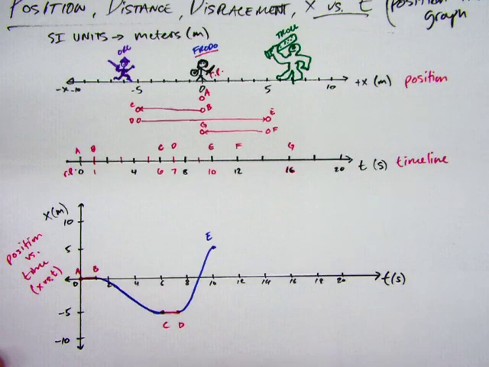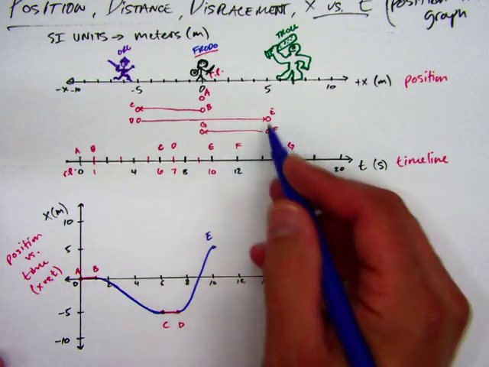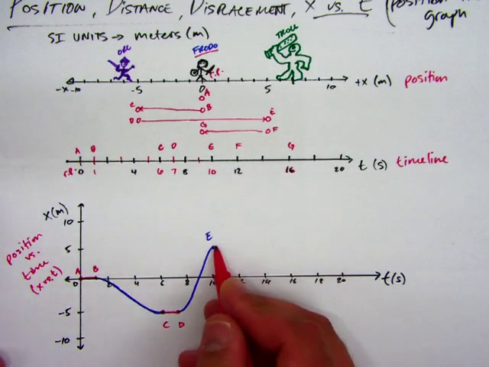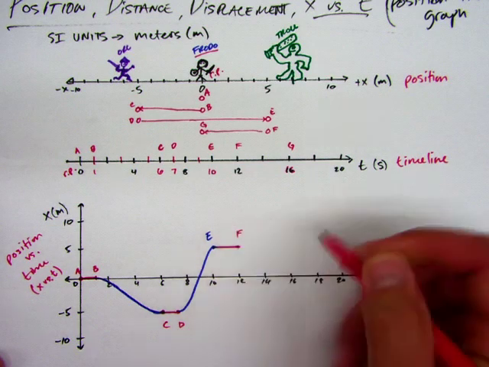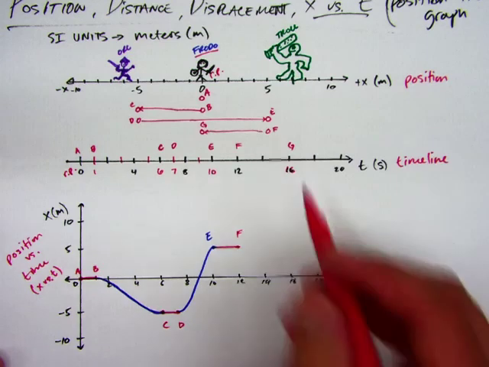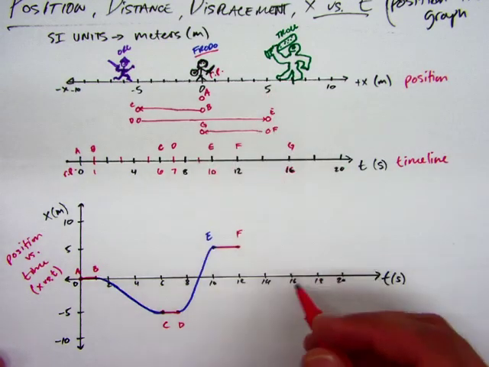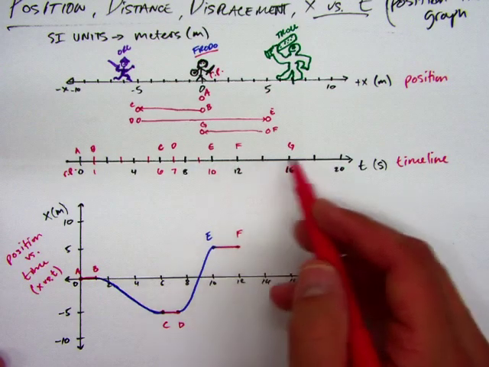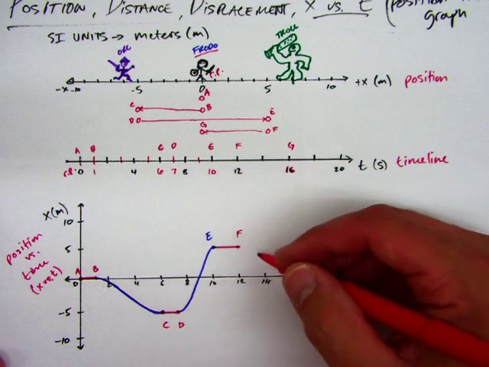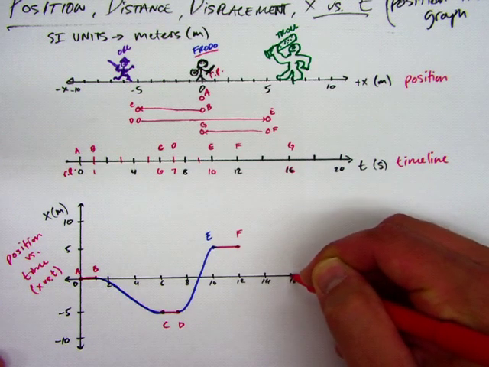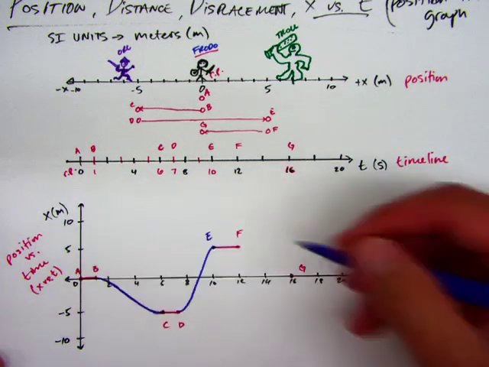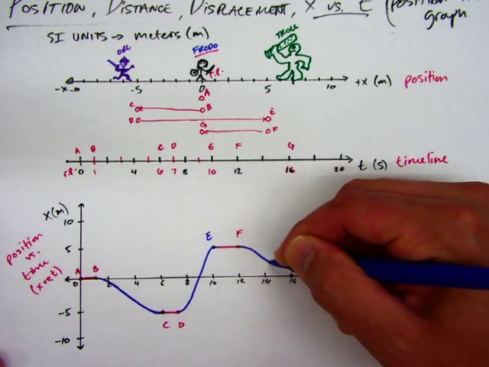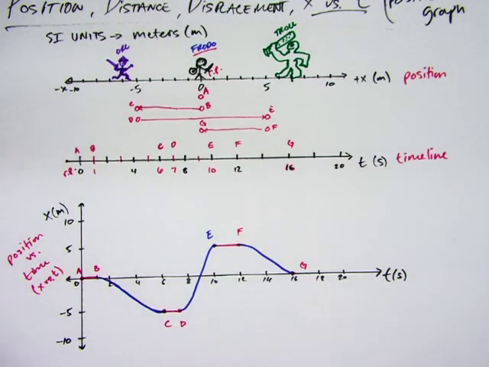Boom, it takes him 2 seconds to react. From 10 to 12, he's not moving, so his position stays flat. Then he hightails it back to where he began, so he moves from position +5 back to 0, and from F to G takes him 4 seconds, so from 12 to 16. So that's G. He's back at his original position of 0. And because he's moving, I'm drawing the line blue.